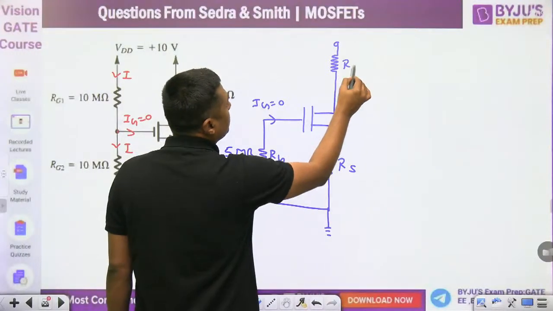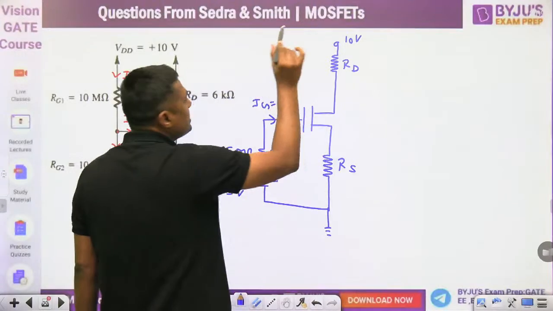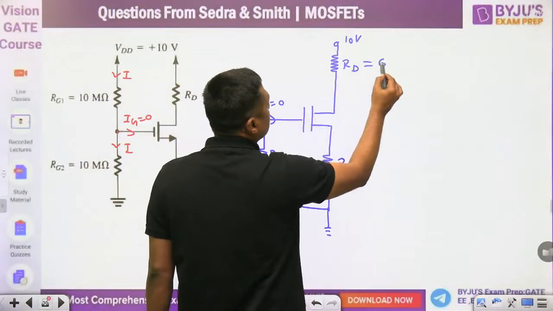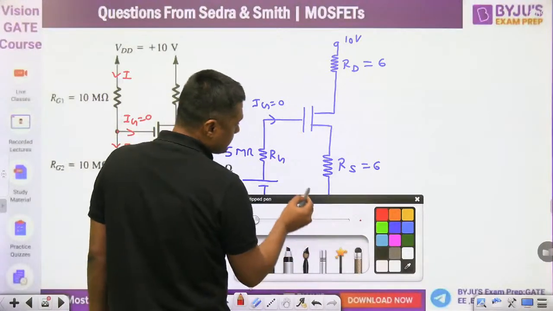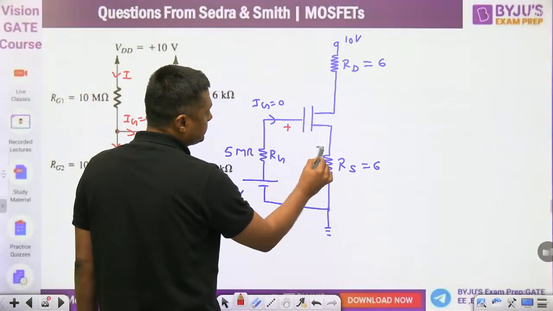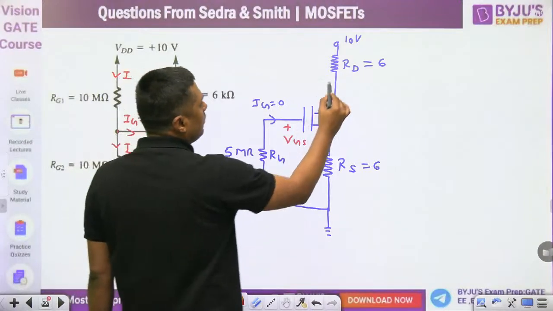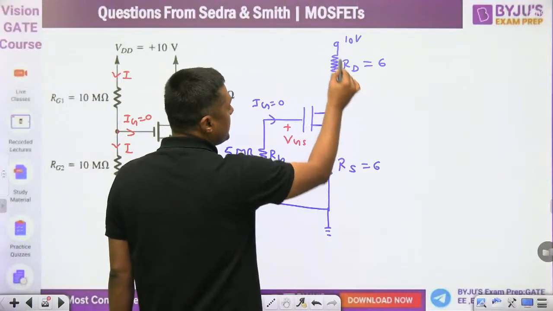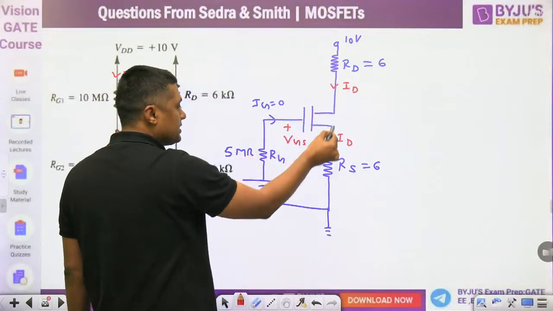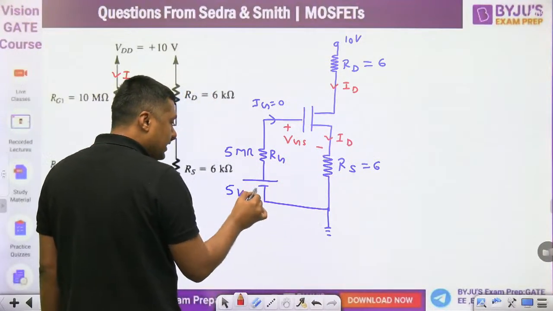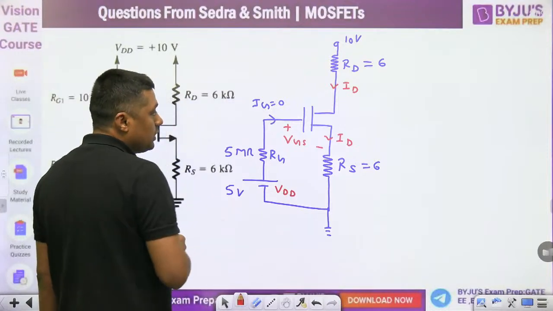This is RD, and that is the 10 volt. RD is given 6. This is given 6. Now this voltage, no idea. VGS. There will be current ID. Same current will flow here, from this point to this point, that same current will flow. And then this is called VDD actually. This is the 5 volt.